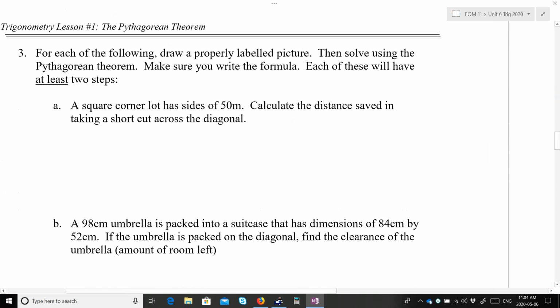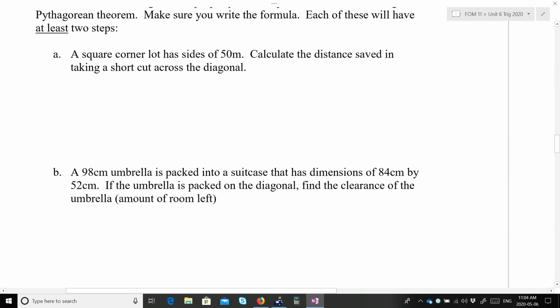All right, on to number 3. For each of the following, draw a properly labeled picture, then solve using the Pythagorean theorem. Make sure you write the formula. Each of these will have at least 2 steps. Okay, a square corner lot has sides of 50 meters. Calculate the distance saved in taking a shortcut across the diagonal.